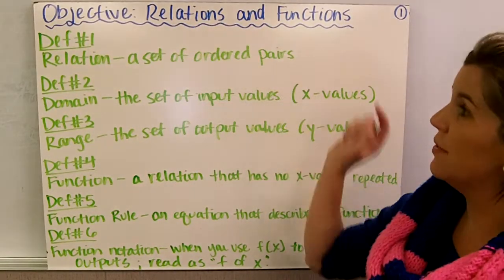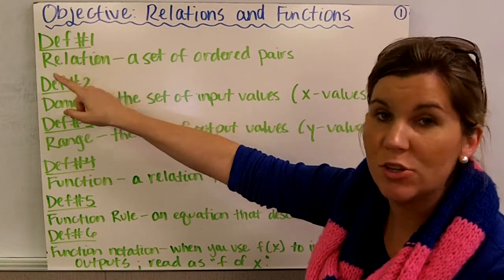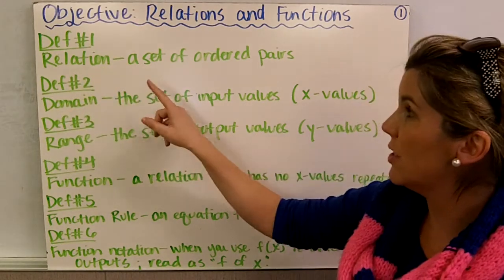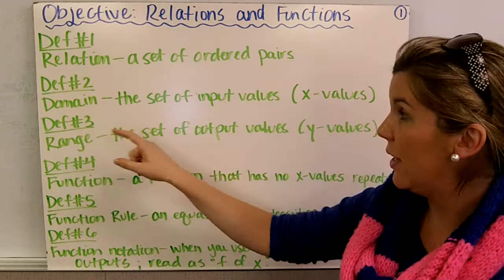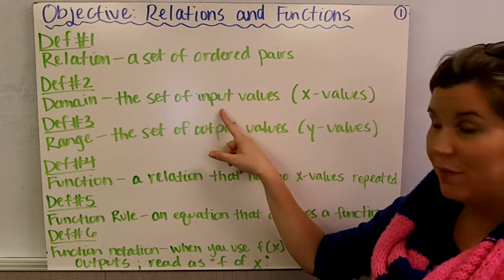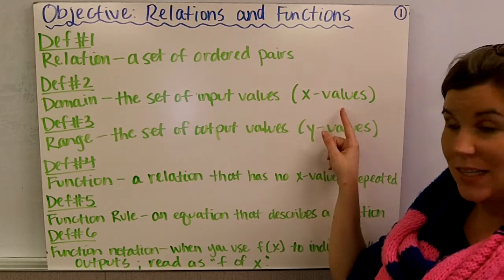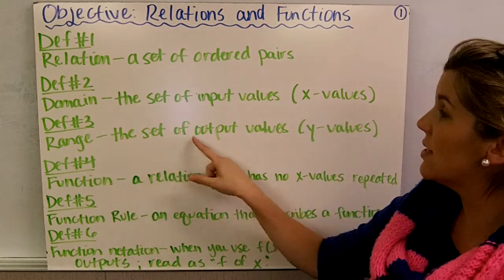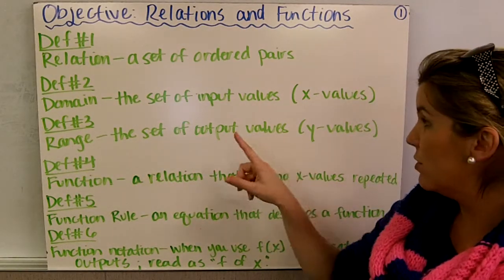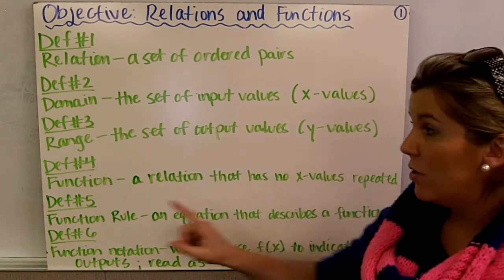Objective: relations and functions. Here are a few definitions. Definition number 1, a relation is a set of ordered pairs. Definition number 2, the domain. This is a set of input values. These are the x values. Definition number 3 is the range. This is the set of output values. These are the y values.